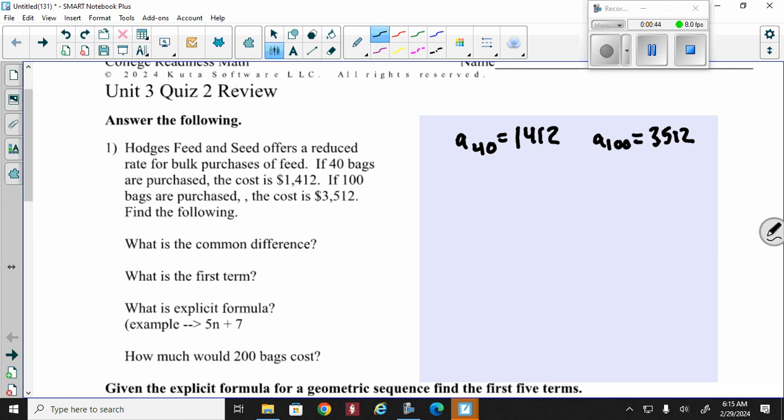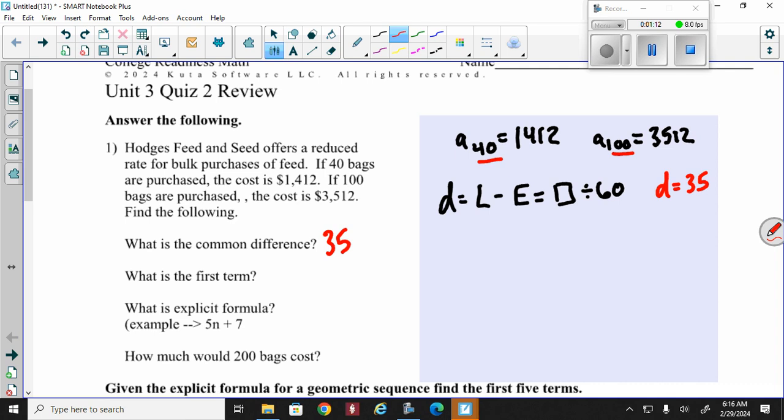First thing we got to do is our common difference. Remember, finding the common difference, I'm going to take the later term minus the earlier term. I'm going to get a number, and then in this case, I'm going to divide by 60. The reason why I'm dividing by 60 is because that's the 40th term and that's the 100th term. So here we go, 3512 minus 1412. Divide that by 60, and my common difference is 35. So my common difference D is 35.